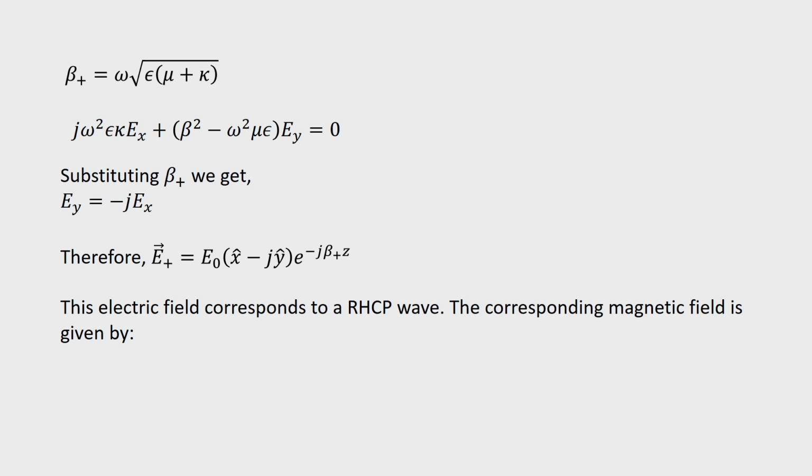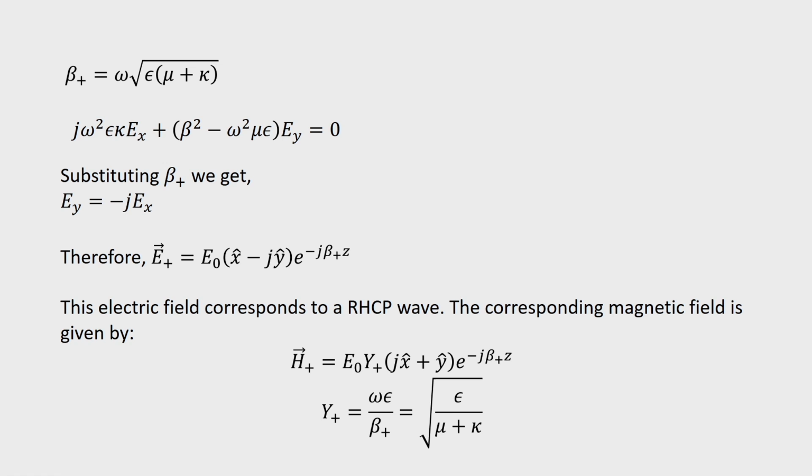Now, this electric field corresponds to a right hand circularly polarized wave, or an RHCP wave, and we can get the corresponding magnetic field as H plus equal to E naught y plus (j x cap plus y cap) e to the power minus j beta plus z. Here y plus is the wave admittance corresponding to beta plus and is given by omega epsilon by beta plus, which can be written as root of epsilon by mu plus kappa.